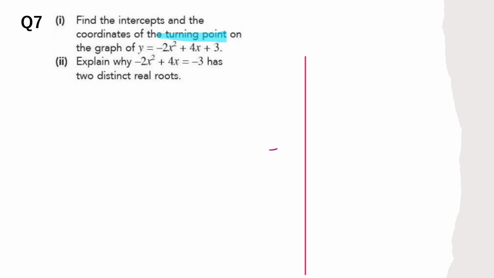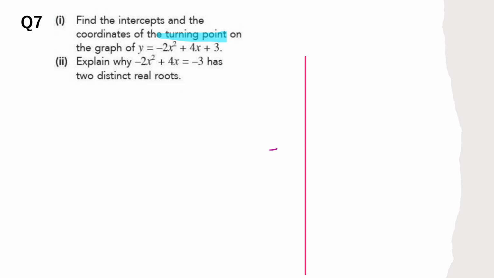Alright, so this question has two parts. The first part is to find the intercepts. So the intercepts refer to the x-intercepts, also the y-intercepts, and the coordinates of the turning point on the graph. You're given a quadratic graph. The second part, you're supposed to explain why the negative 2x squared plus 4x equals negative 3, a quadratic equation, has two distinct real roots.